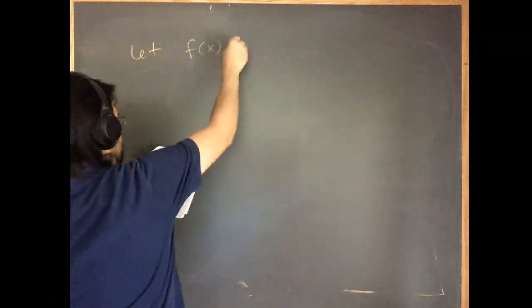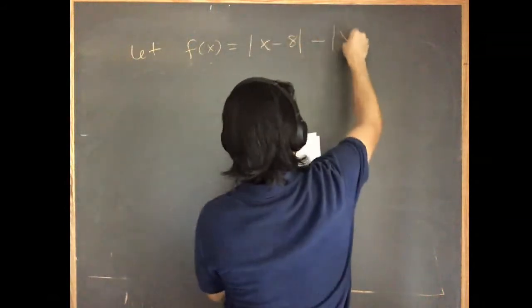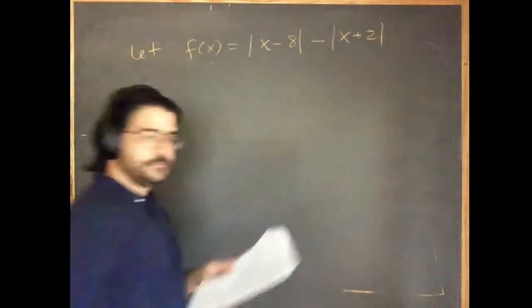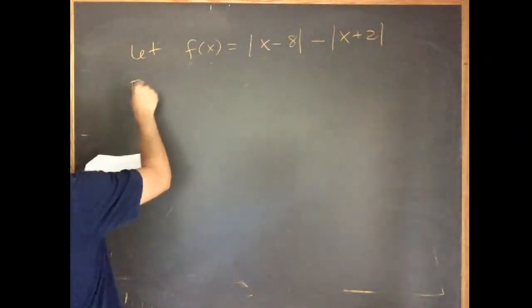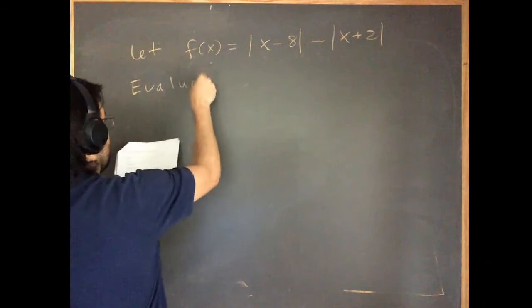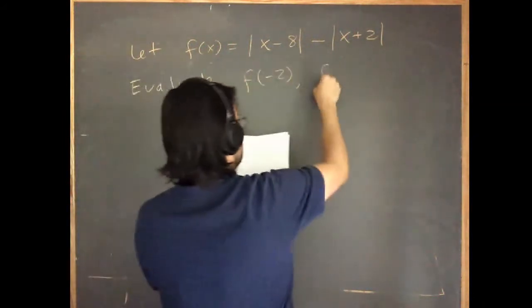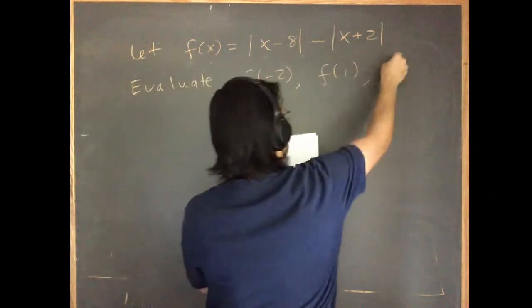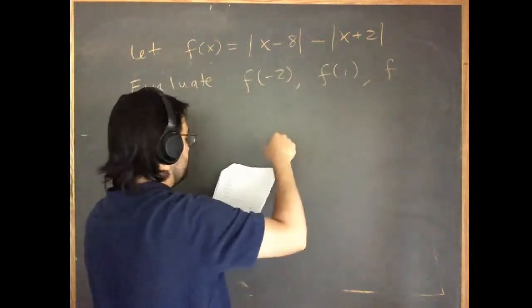So let's let f of x be equal to the absolute value of x minus 8 minus the absolute value of x plus 2. And what we're going to do here is evaluate this at a bunch of different points. So we want to compute f of negative 2. We want to compute f of 1. Those are pretty straightforward because they're just putting numbers in, so you're going to get a number out.